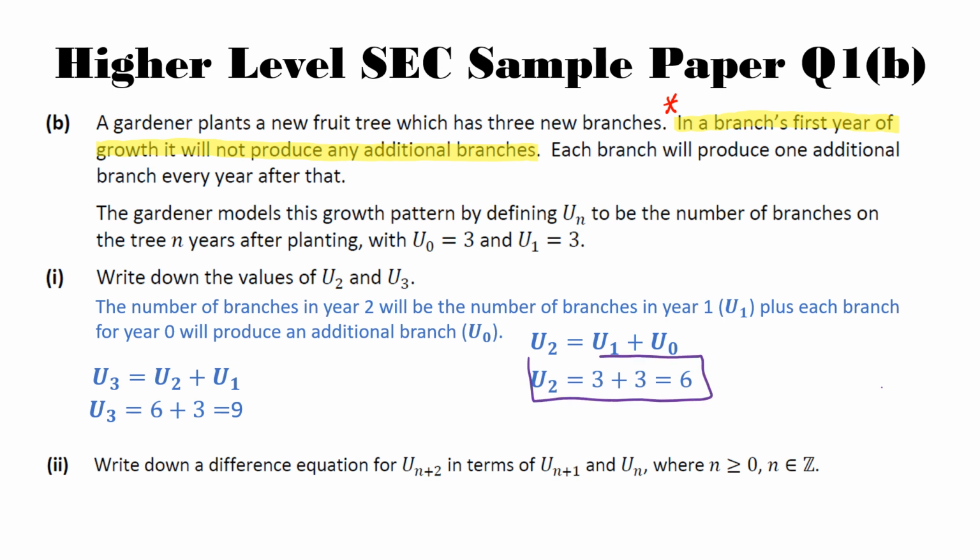So u2 was 6 plus our branches from 2 years previous, which are now going to produce extra branches, which are 3. So that gives us 6 plus 3, and that gives us our 9. So there are 2 answers.